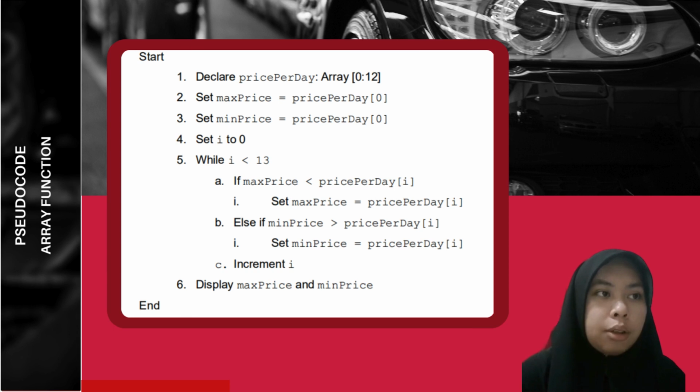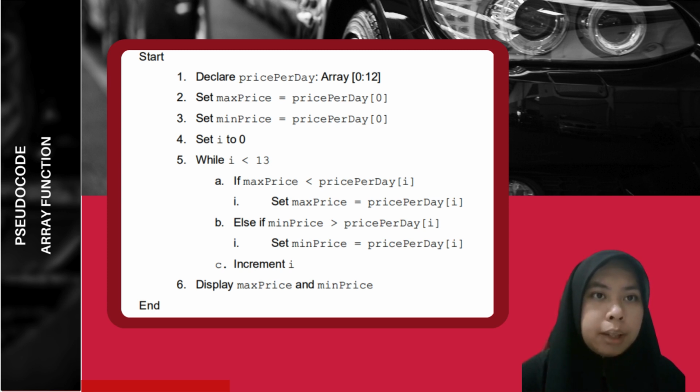And lastly, for the pseudocode of the array function, firstly, it will declare the price per day as array 0, 12. And it will set the maximum price equals to price per day in bracket 0. Set the minimum price for the price per day in bracket 0. Set I to 0 while I is less than 13.